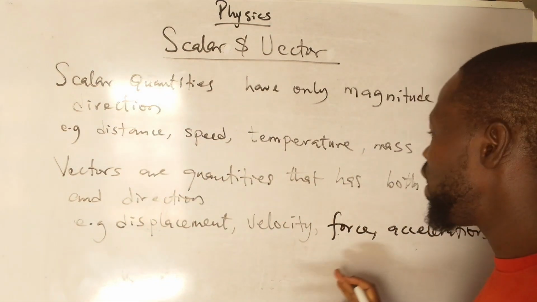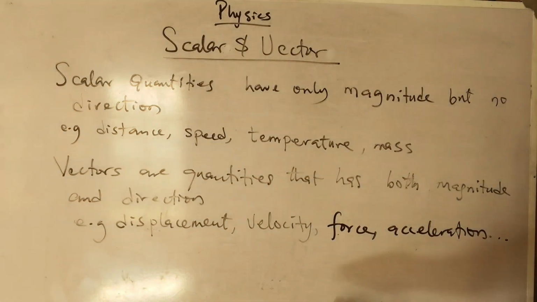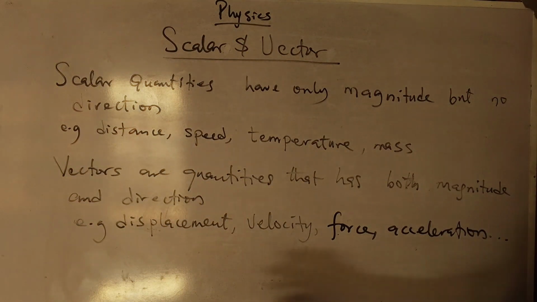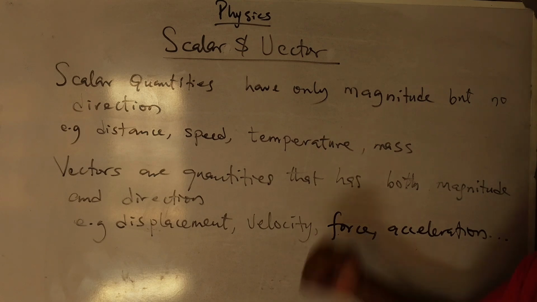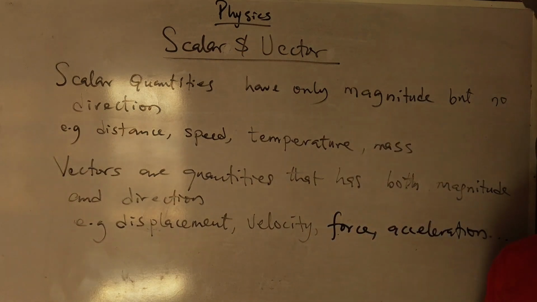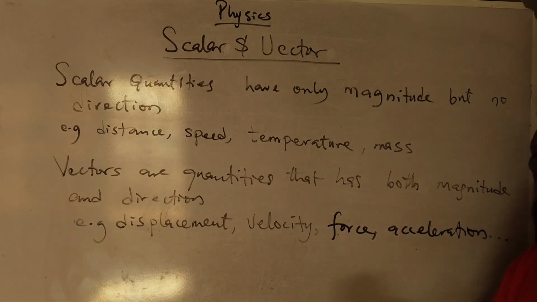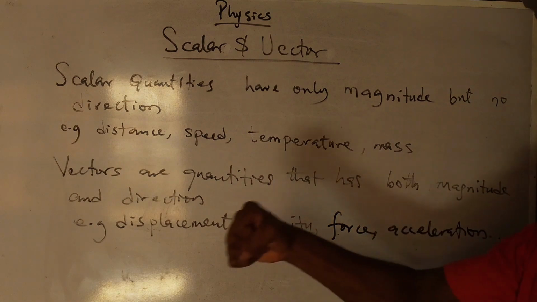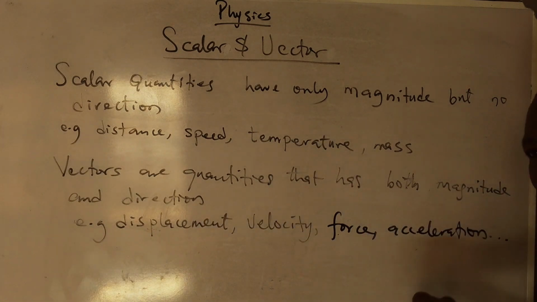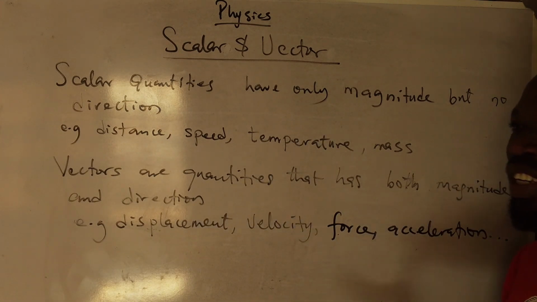While vectors are quantities that have both magnitude and direction. Both magnitude and direction. An example is displacement, velocity, force, acceleration. So if I take force, for example, when you apply a force, you are applying magnitude. You can determine the magnitude of the force applied and in what direction the force is applied. You know, either it's a pull or a push. That is talking of the direction.